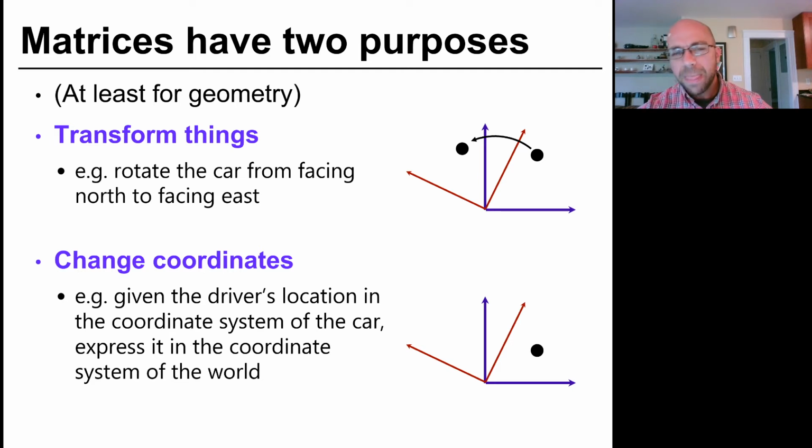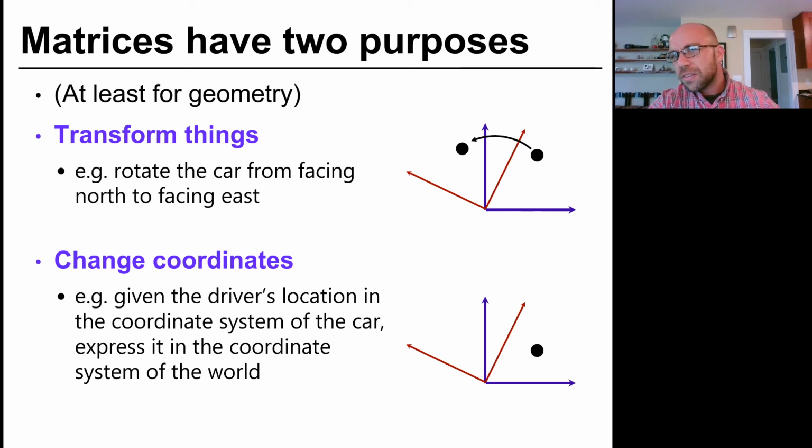So, for example, you could think of a matrix as acting on points. You could cook up a rotation matrix that takes a car that's facing north and rotates it 90 degrees so that the car is facing east. So, in other words, as you apply that matrix, the points kind of move with it.